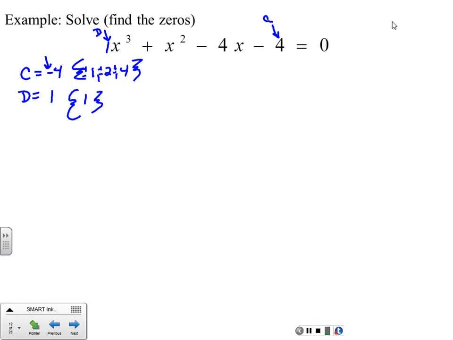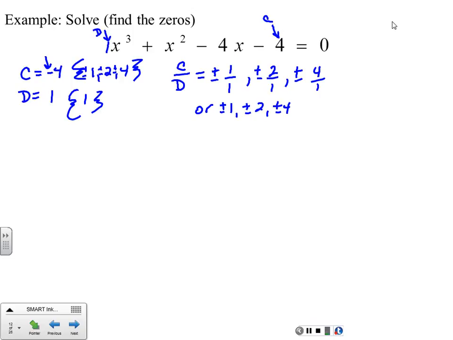Okay, so if I need to find C over D, what's that going to look like? One over 1, 2 over 1, and 4 over 1, not 3, 4 over 1. Or just simply plus or minus 1, plus or minus 2, plus or minus 4.